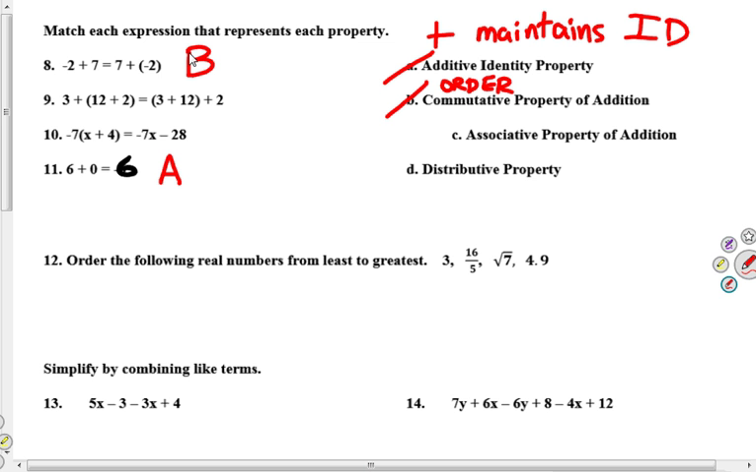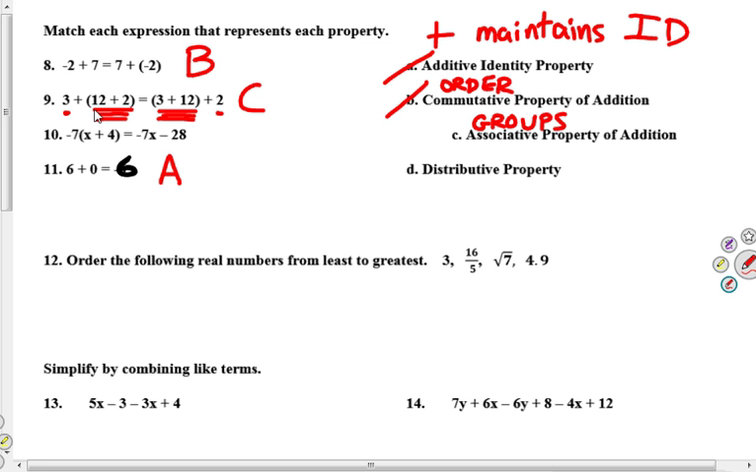Associative. To associate with people or things is to put things in groups. Your associates might be your group of friends. So the associative property deals with grouping. And does the grouping matter with addition? Does it matter if we do the 12 plus 2 first and then add 3, versus 3 plus 12 first and then add 2? Does it matter how we associate them or group those numbers? No, it would be equal either way. So C is number 9, the associative property. It's when you put things into groups.